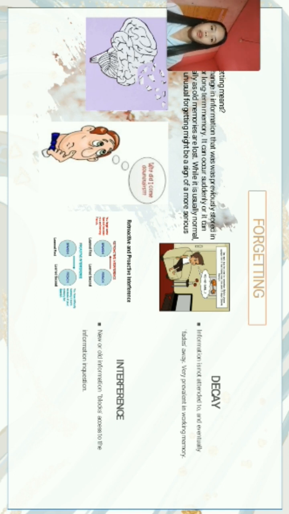Okay, let's proceed to interference. New or old information blocks access to the information in question. So with interference, it is easier to recall new or recent events than those farther in the past.